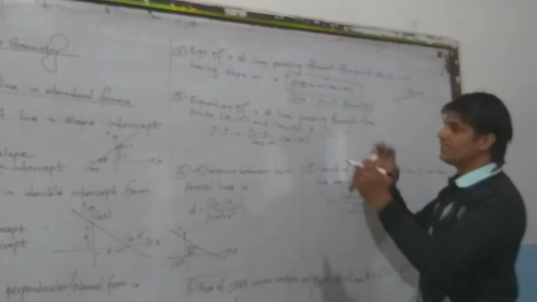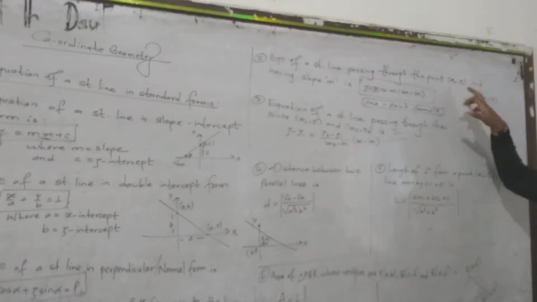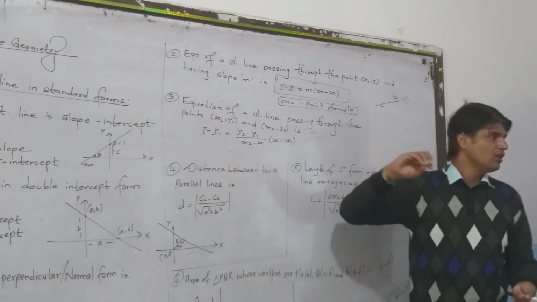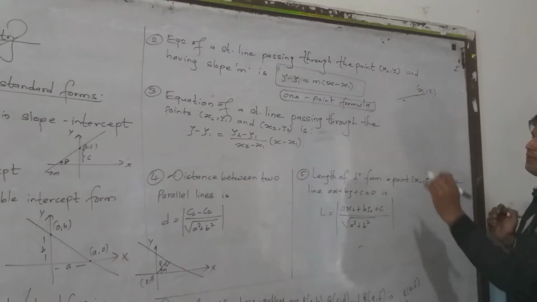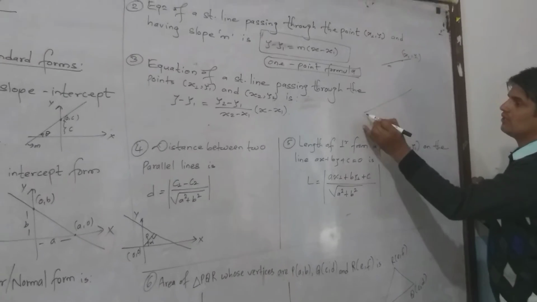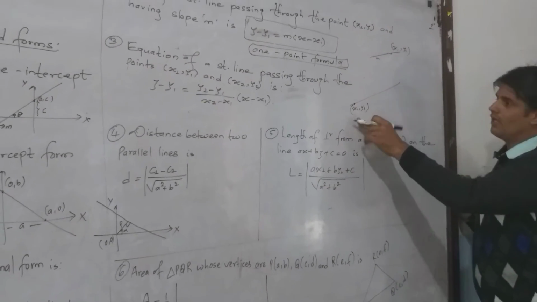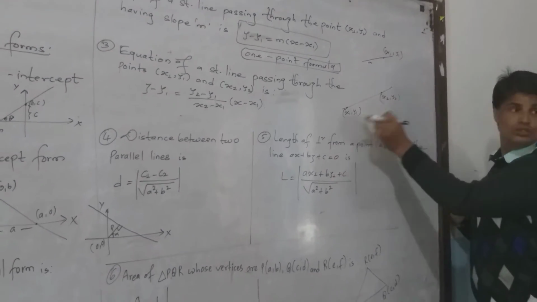Right? We can derive this formula from y equals mx plus c. So this is the equation of a straight line passing through a point with a given slope. So when a point and slope are given, we can use this formula. Now, the equation of a straight line passing through 2 points, like this is x1, y1, and this point is x2, y2. These are the 2 points.